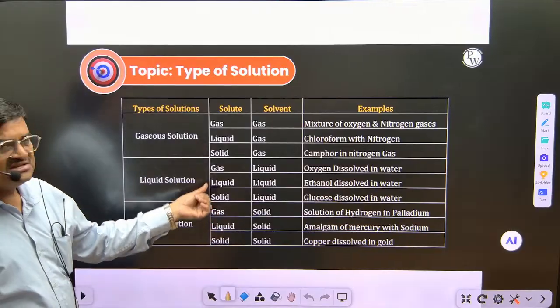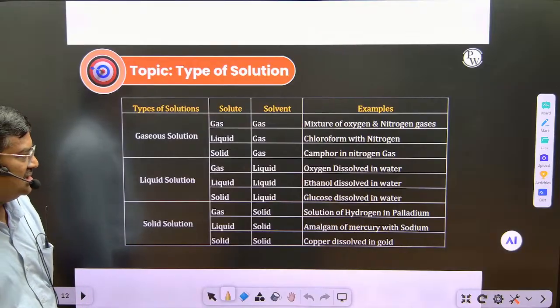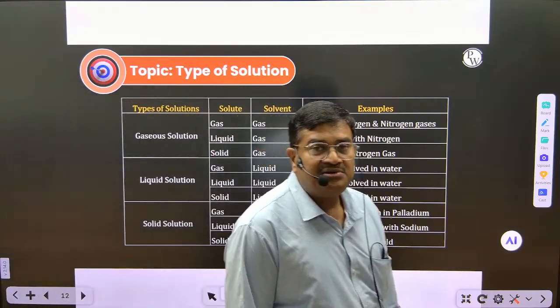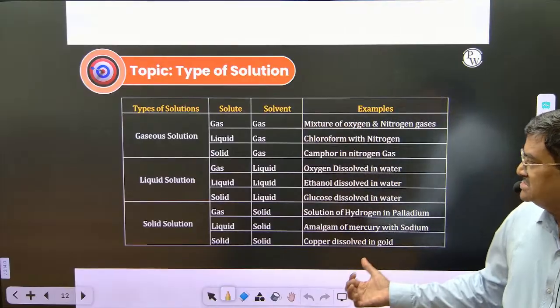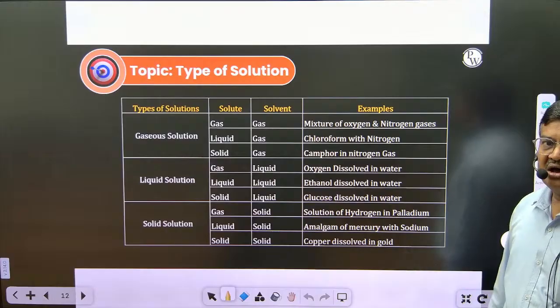In JEE Mains as well as in NEET, they may ask you questions from matching type. Is it clear? Copy it. Yesterday we did this, and those who joined today, you can copy this. Till now, up to this we completed yesterday, I think so. Up to this clear for all?